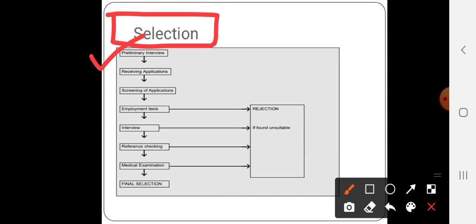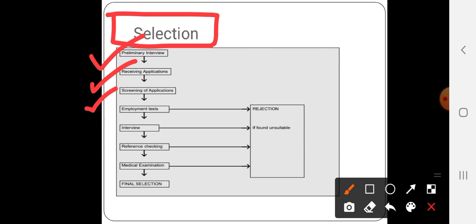Second is receiving applications. Once they are confirmed that the person is quite good in communication, they ask them to apply for the job, or they post certain vacancies at different job portals such as naukri.com, LinkedIn, or it can be job hoardings, and by looking at that, the person will apply for a job.